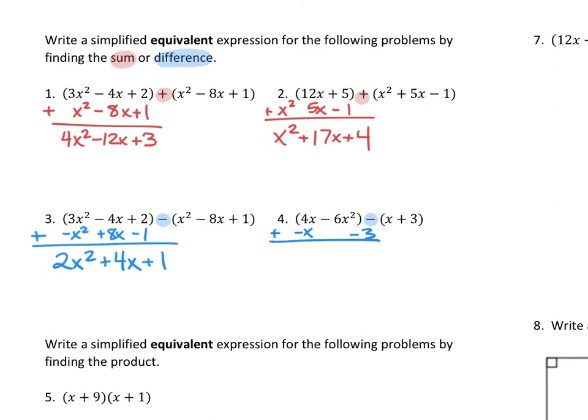Now I wrote that negative 3 off to the side because there is no constant in the first polynomial for me to combine it with. Pause the video right now, make sure you understand the difference and can write the difference for this problem.